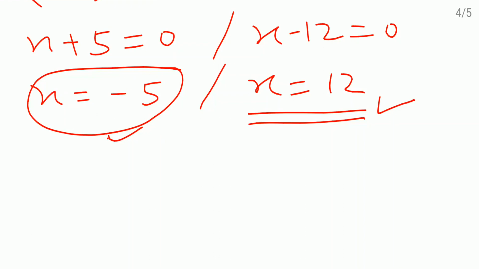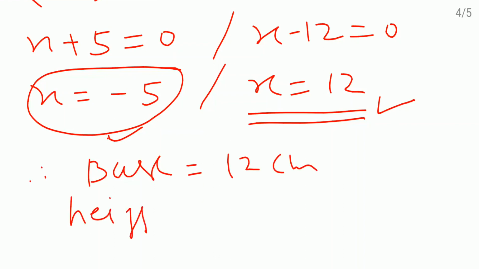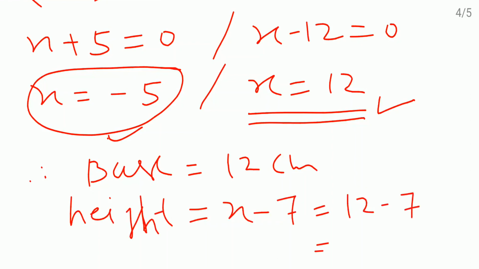Now therefore base is equal to 12 centimeter and height, which is equal to x minus 7. It means that 12 minus 7, which comes as 5 centimeter. In this way we have completed 3 sums. I hope all of you understood these sums. Thank you.